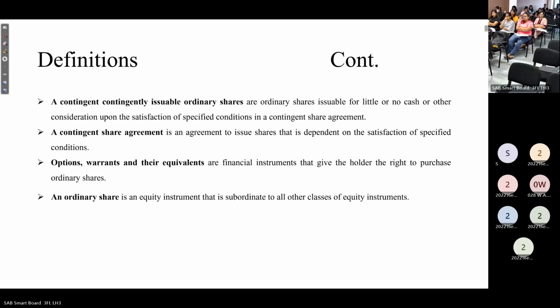Ordinary share is an equity instrument that is subordinate to all other classes of equity instruments.